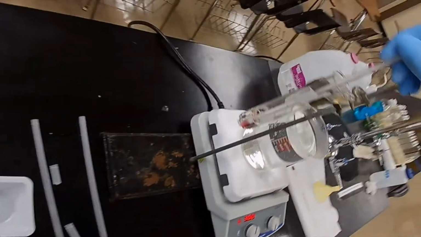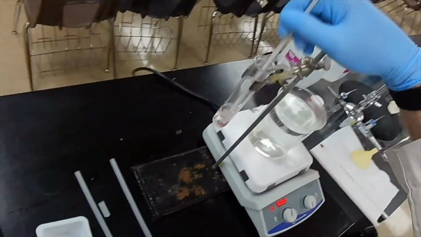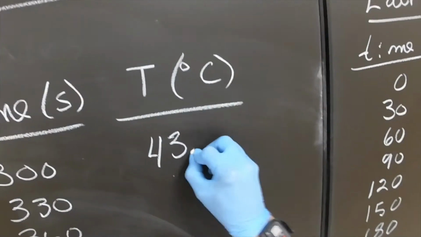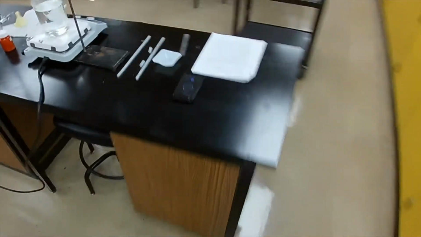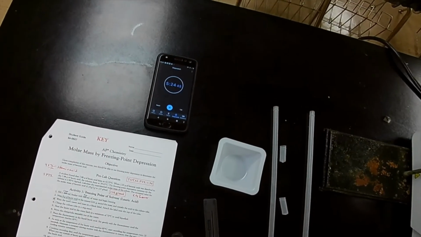Okay. Got something that looks suspicious in there. Okay, another temperature. 43.5. Okay. Yep, I think we're there. Yep, that's it. Let's keep taking measurements.